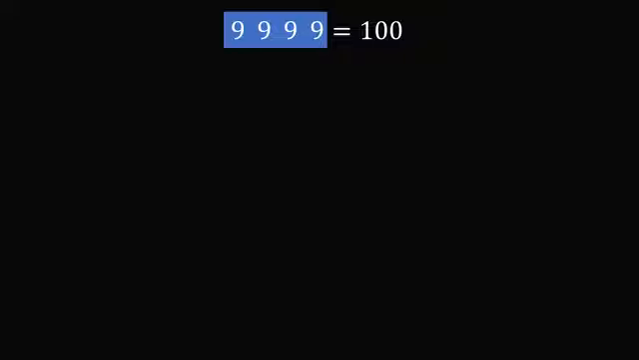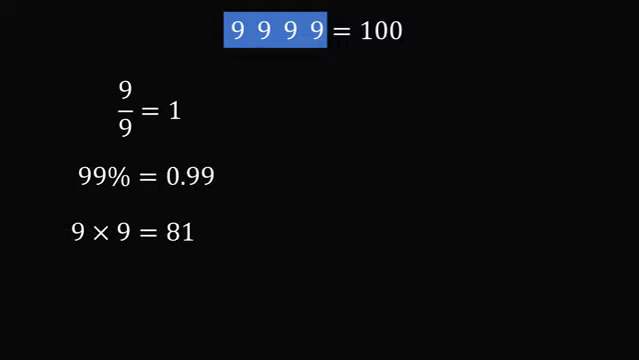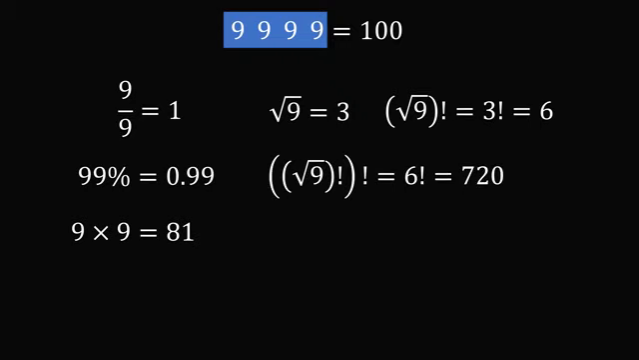Now, from the 4 nines, what numbers can we make? Well, 9 divided by 9 is equal to 1. 99% is equal to 0.99. 9 times 9 is equal to 81. The square root of 9 is equal to 3. If we take the factorial of that, that's equal to 3 factorial, which equals 6. We can again take the factorial of that. So 6 factorial is equal to 720.